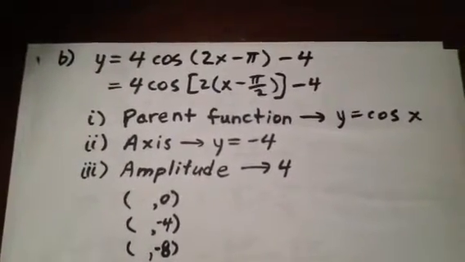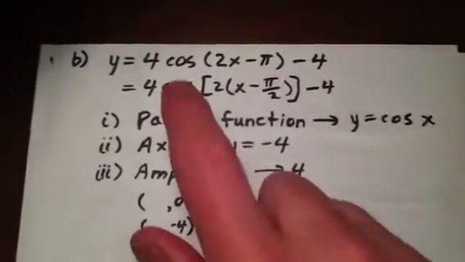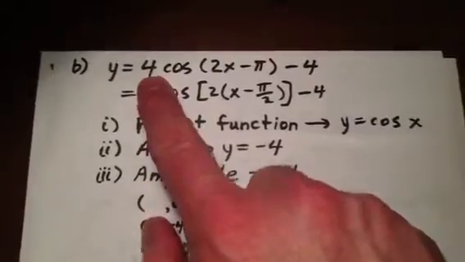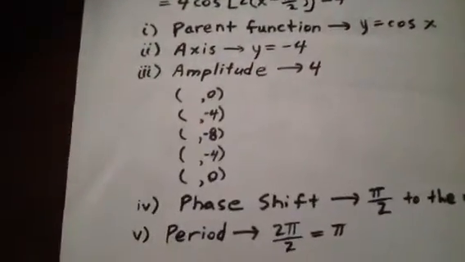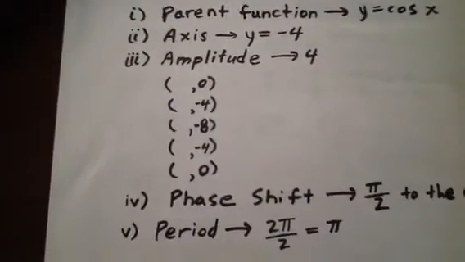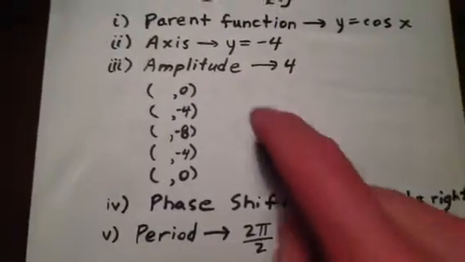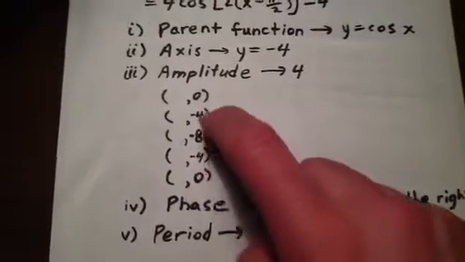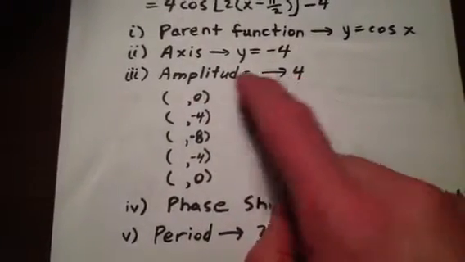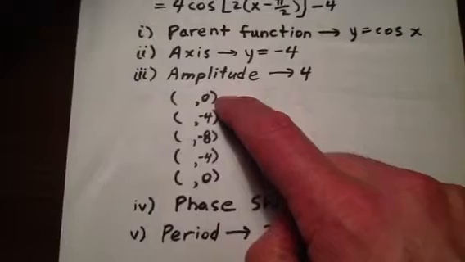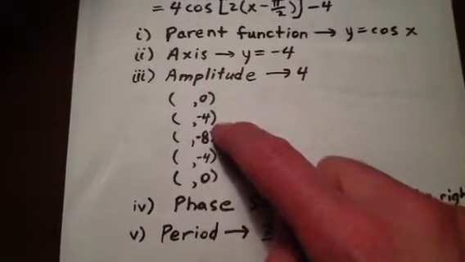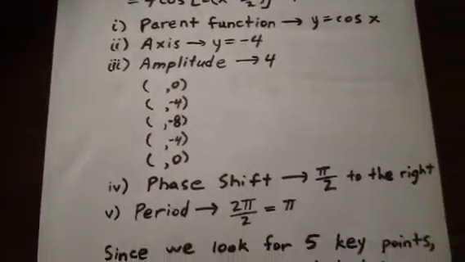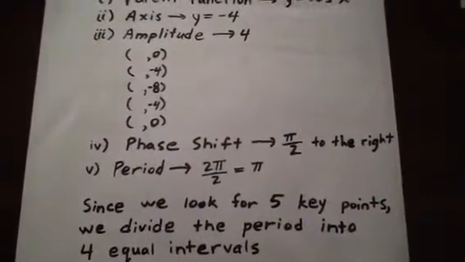The way that we got that was by taking the absolute value of the leading coefficient. In this case, it was a positive 4, so that was our amplitude. And by making those decisions, we're able to then say our axis of symmetry is negative 4. We begin at the maximum, which is one amplitude above negative 4, and then we go down to the axis of symmetry, down to the minimum, back up to the axis of symmetry, and back up to the maximum value.